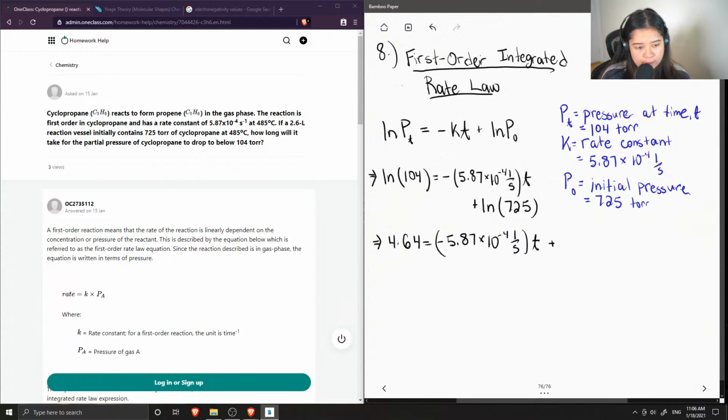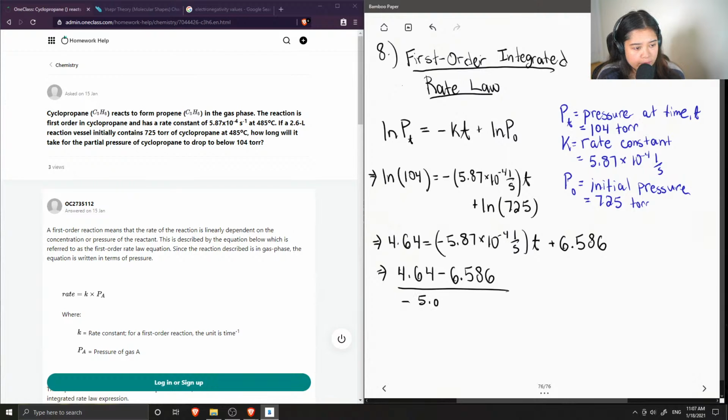And when you do ln of 725, it's around 6.586. Okay, so now let's just try to solve for t. 4.64 minus 6.586 divided by negative 5.87 times 10 to the negative 4 inverse seconds is equal to t.